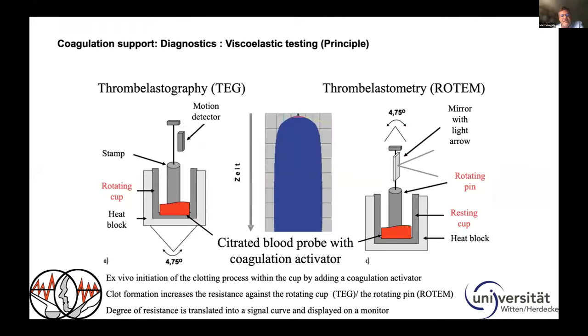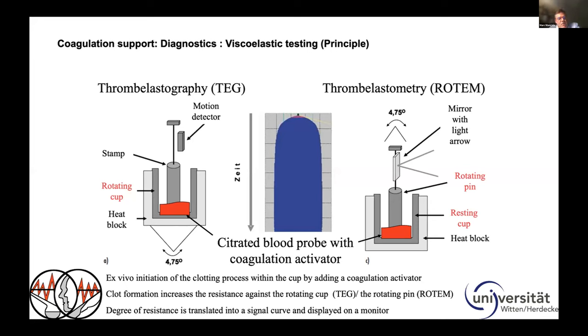And this brings me to introduce to you this viscoelastic testing assay strategy based on functional coagulation assays, where you create an ex vivo initiation of the clotting process within the cup. You enter the blood sample drawn from the patient in the emergency department or in the OR, because this technology can be used as bedside point of care monitoring. And you activate the coagulation process in the cup by adding a coagulation activator. And once there's clot formation, there is increasing resistance against the rotating cup, for example in the left-hand sided TEG assay, or against the rotating pin on the right-hand sided ROTEM.